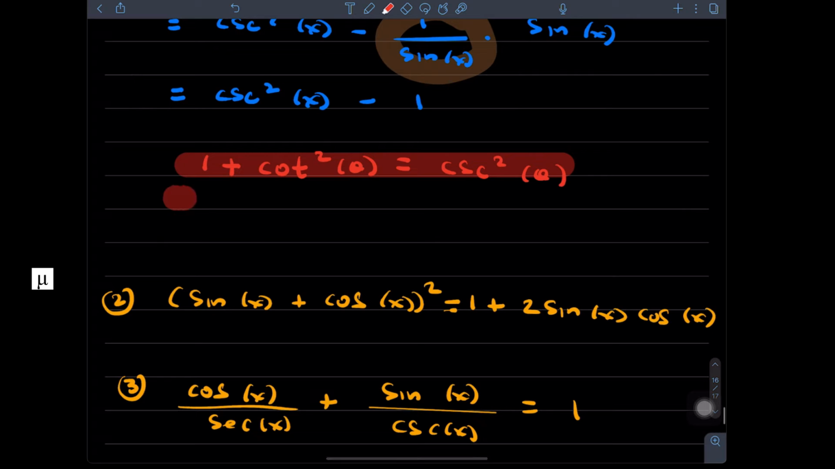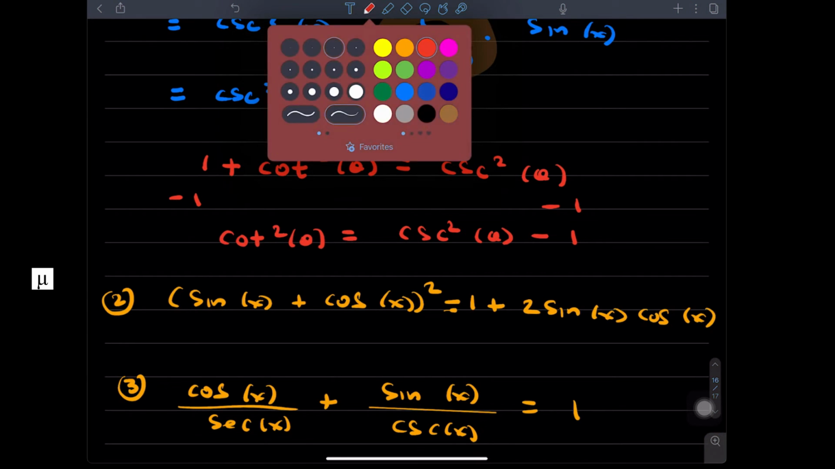So then you say, well, how can I use this? Well, if you subtract 1 from both sides, what do you notice you get? Cotangent squared theta becomes cosecant squared theta minus 1. So, I can put this here in a box.